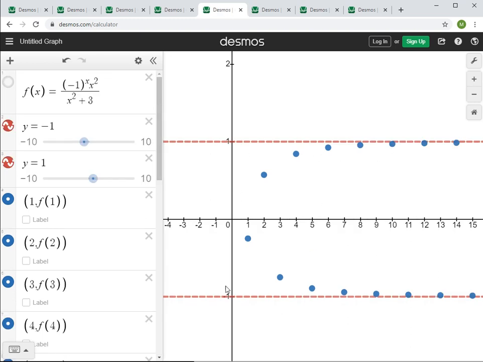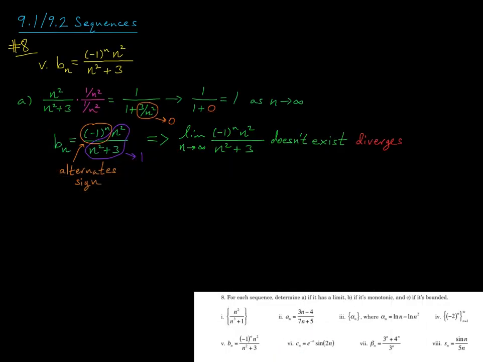So here's 1, here's negative 1 in red, and you can see the terms of the sequence here in blue. We start down here, then we jump up, and then we're just bouncing back and forth as we move to the right. And yes, the magnitude of the terms are all getting closer and closer to 1, but because of that sign alternation, the terms are not going to approach one specific value, so this limit does not exist, and so this sequence diverges.